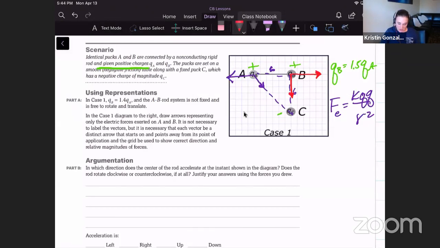Okay, so I want to give you just a couple of seconds here, compose your thoughts, write down some important good physics words to explain which way is the center of the rod accelerating, and is it going to be rotating at all? And how do you know?